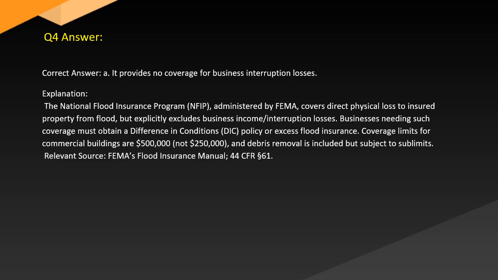Answer. Correct answer. A. It provides no coverage for business interruption losses. Explanation. The National Flood Insurance Program, NFIP, administered by FEMA, covers direct physical loss to insured property from flood, but explicitly excludes business income interruption losses. Businesses needing such coverage must obtain a difference in conditions (DIC) policy or excess flood insurance. Coverage limits for commercial buildings are $500,000, contents $500,000, and debris removal is included but subject to sublimits. Relevant source: FEMA's Flood Insurance Manual, 44 CFR.